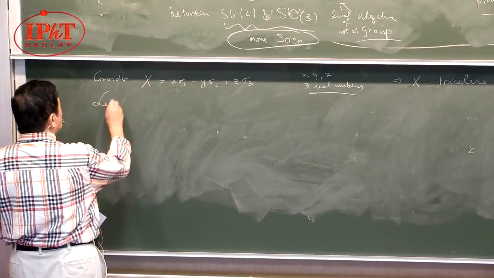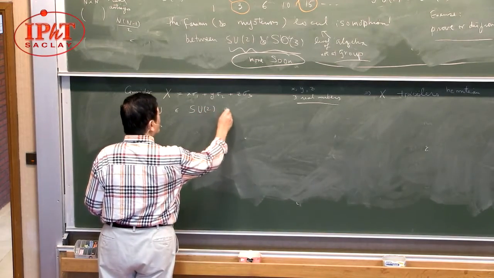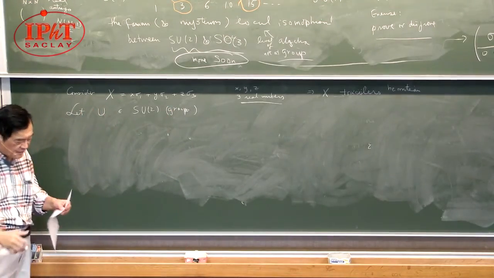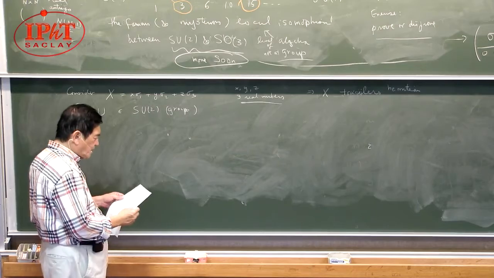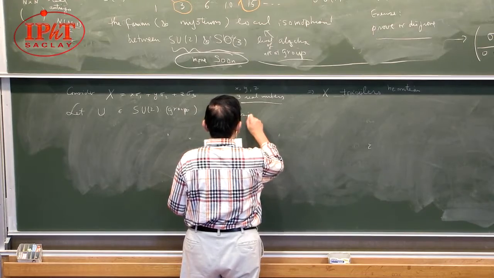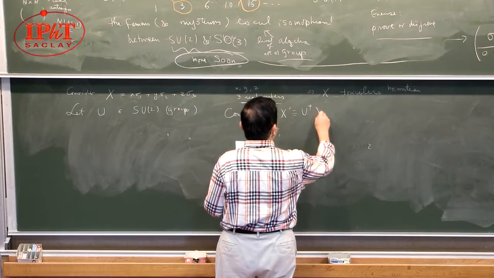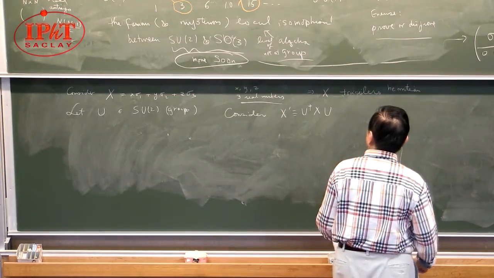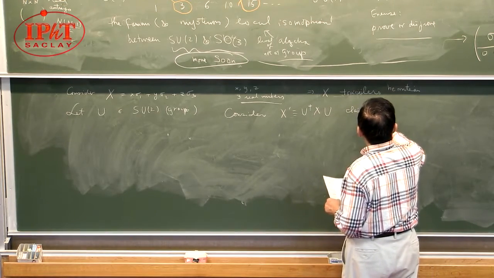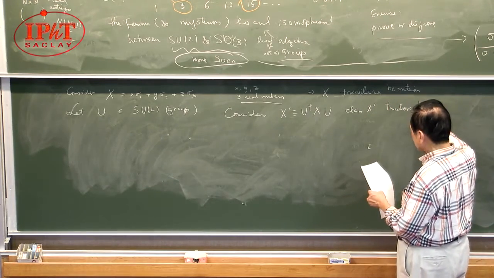So let U belong to the group SU2, and here I'm talking about the group. U is an element, a unitary matrix, with determinant equal to 1. Then we consider X prime equal to U dagger X U. So that's the definition of X prime. Now we claim that X prime is also traceless Hermitian.